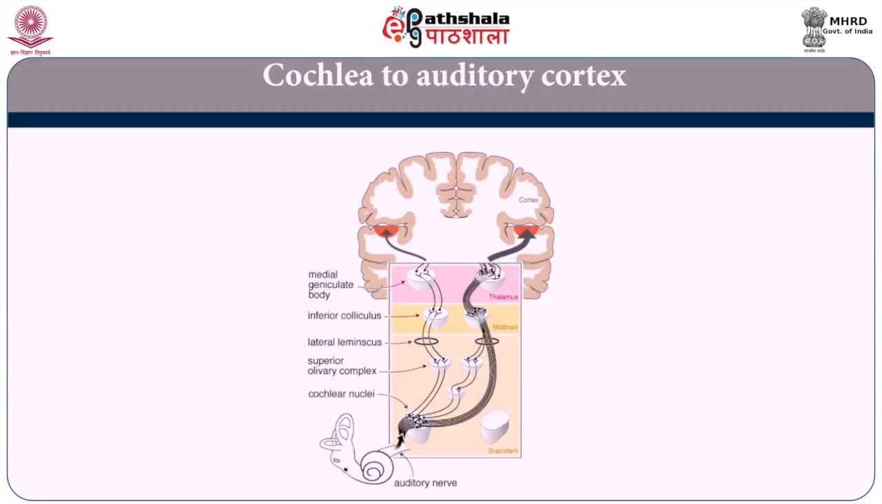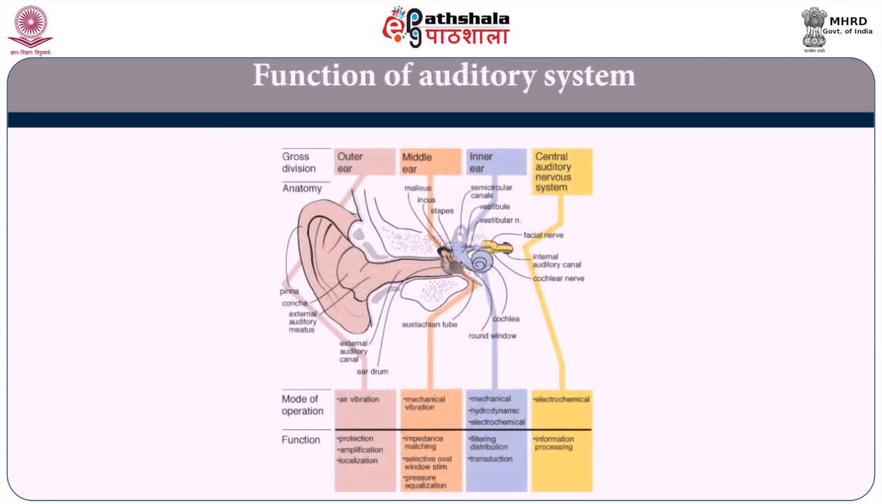As you know, the different parts of the auditory mechanism have different functions. The outer ear helps in protection, amplification of the sound, and localization, that is, where the sound is coming from, which direction. The middle ear does an impedance match. It also conveys information to the oval window connecting to the inner ear. Also, there is a lot of pressure equalization.